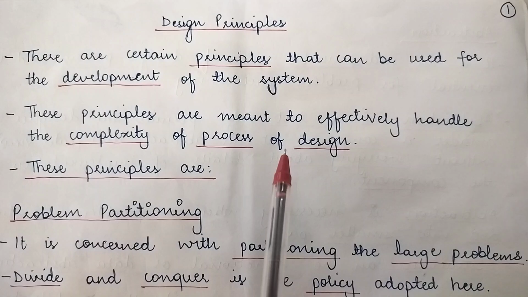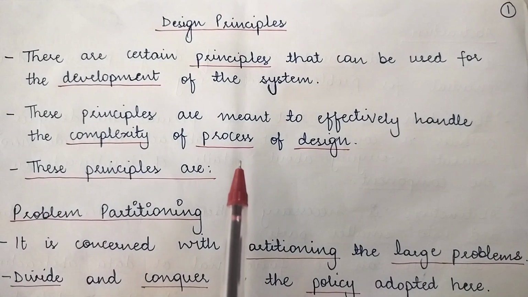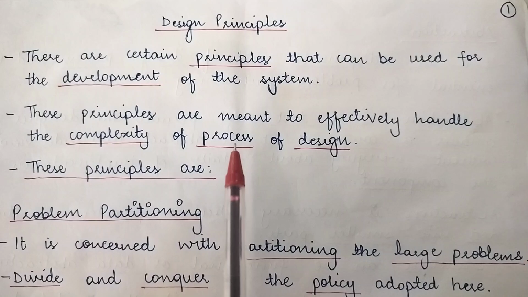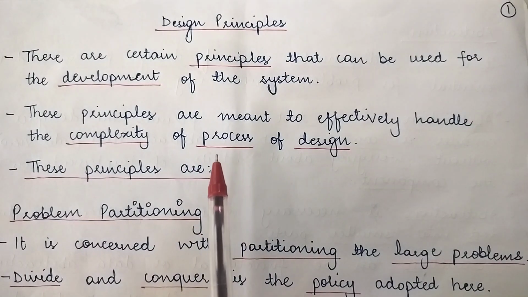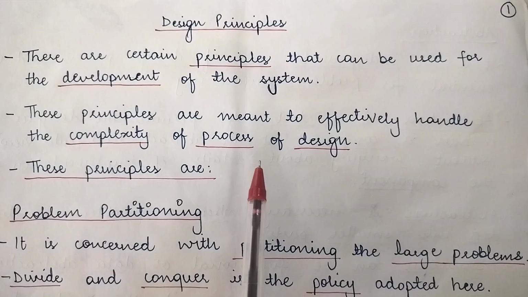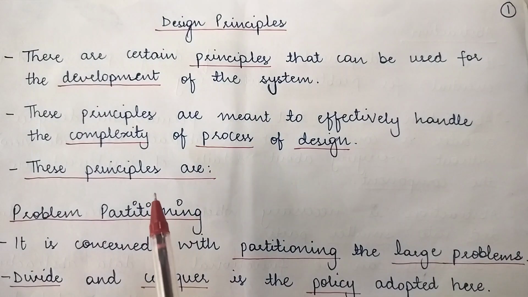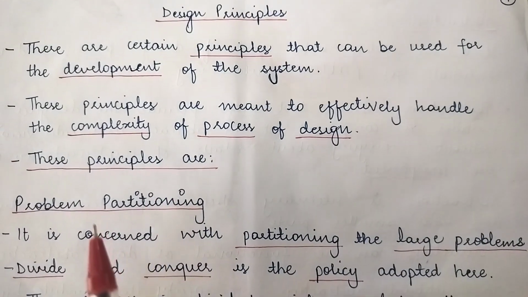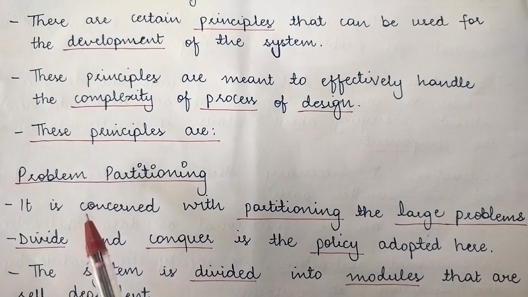Now, since the process of system design is a complex process, in order to handle this complexity, we have these principles which can effectively handle such a complex process of system design. What are these principles? The first one is problem partitioning. Problem partitioning, as the name suggests, is concerned with partitioning the problem.